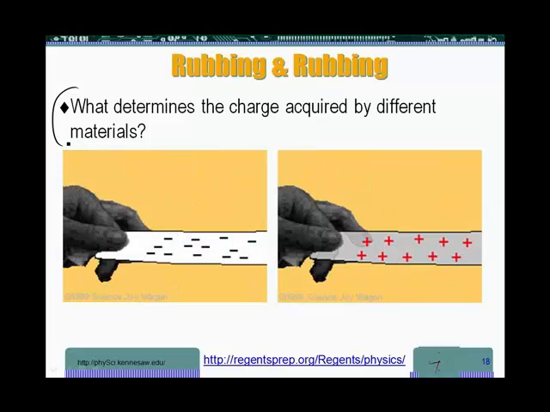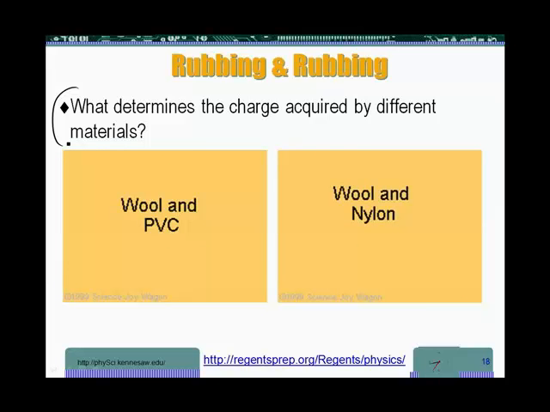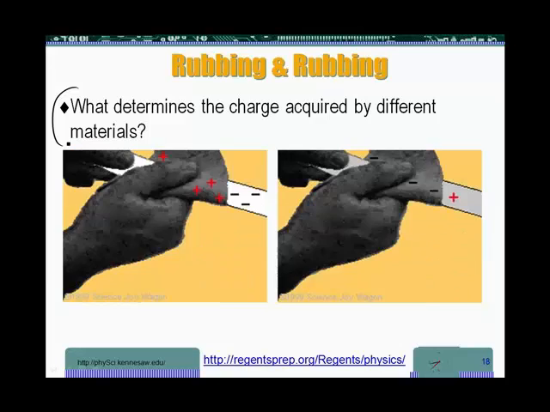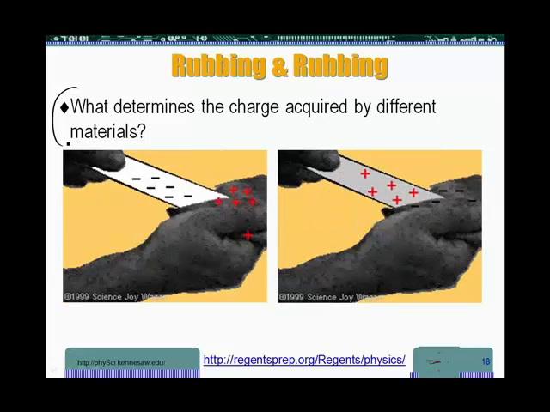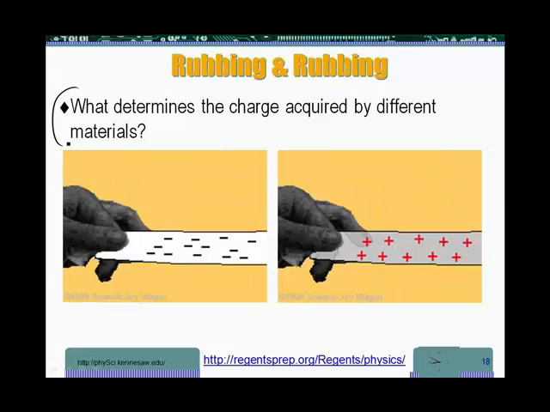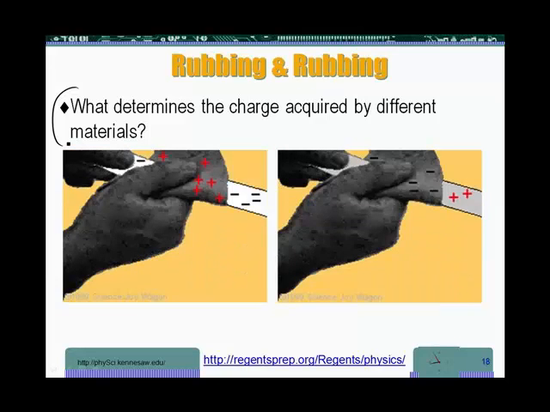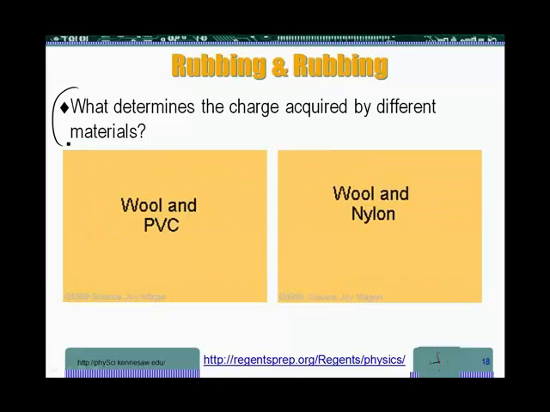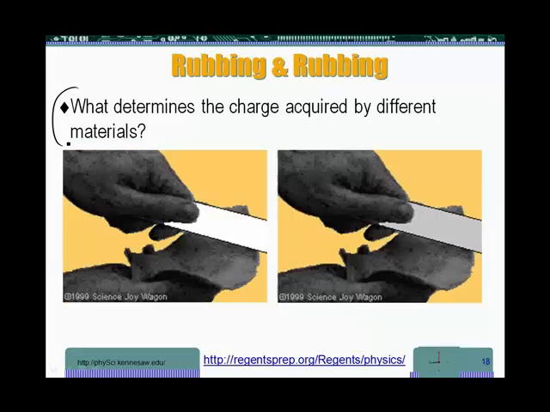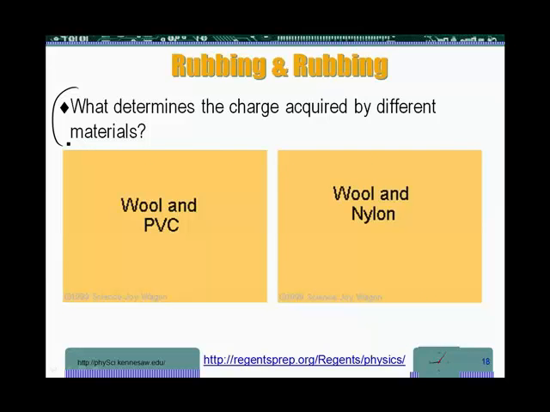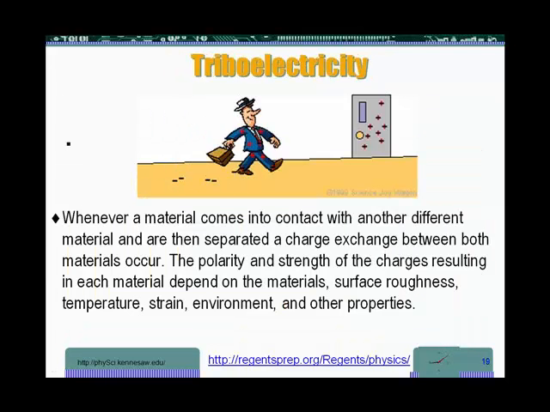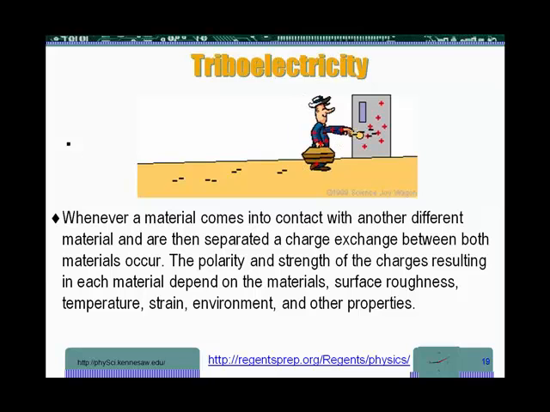Now, in these animations here, we have wool and PVC, and wool and nylon. See, when we rub PVC with wool, we get the PVC to become negative and the wool positive. But the opposite happens when we rub the wool with nylon. The nylon becomes positive and the wool becomes negative. So the wool can become both negative and positive depending on what you rub it against. What's the reason for that?